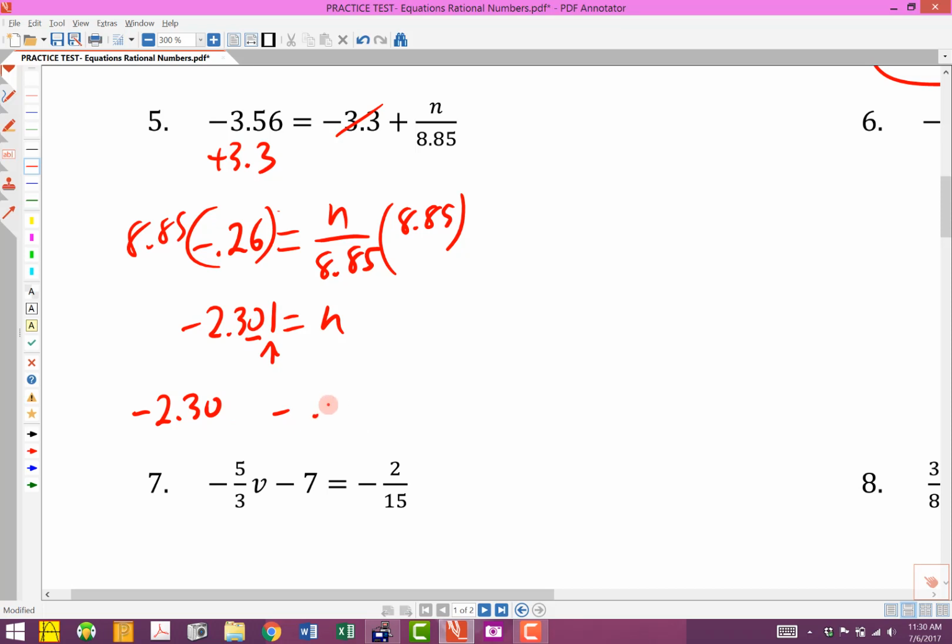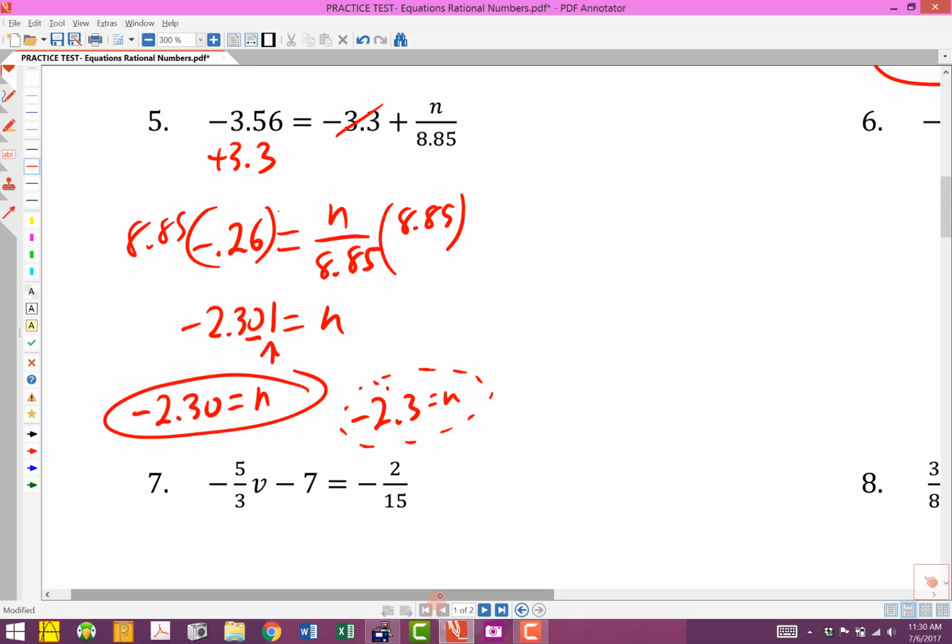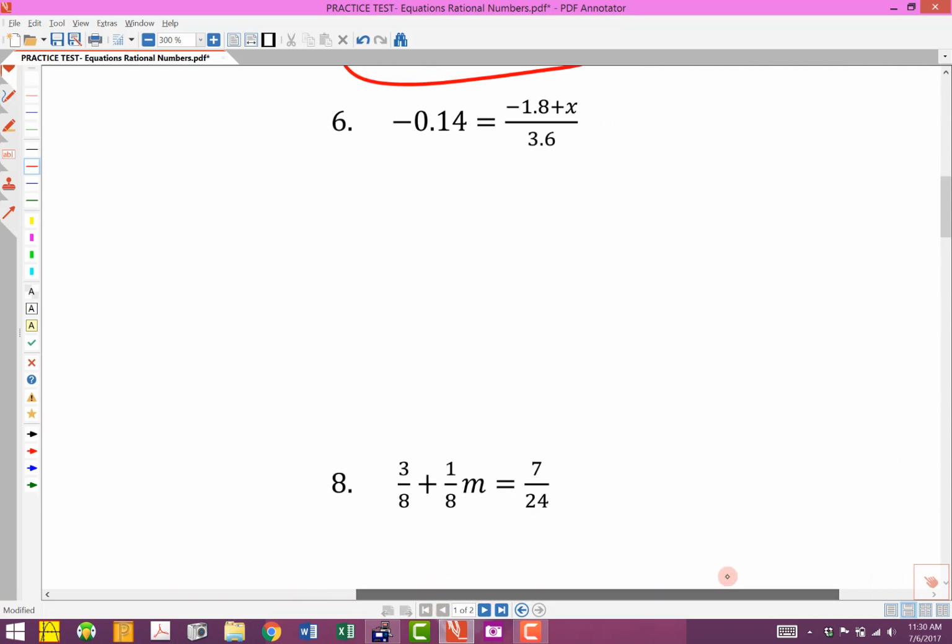So the rounded answer on this one is going to be negative 2.30. Now if you wanted to, you could just write negative 2.3. That would be fine. Either way would be fine. Alright, let's take a look at this next one.